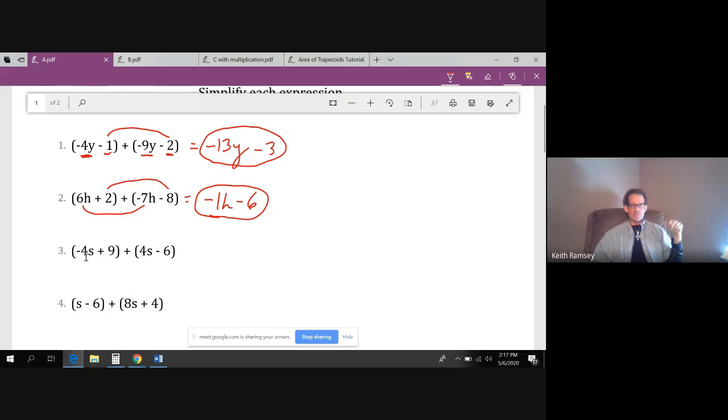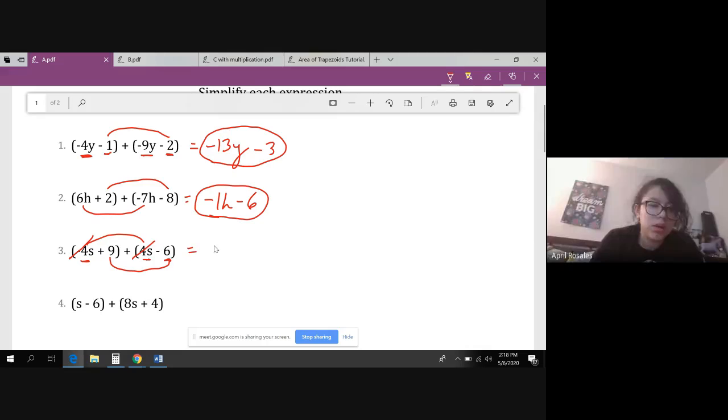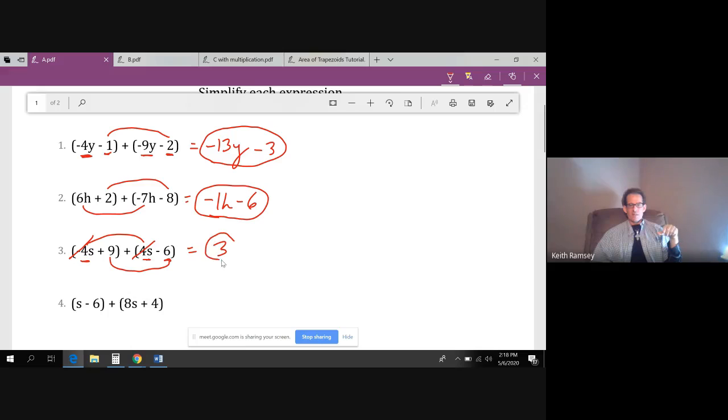Here's number 3. This has an s, so it goes with this number that also has an s. This has no variable, so it goes with other numbers that don't have a variable. So if I had negative 4 plus 4, I get 0. These completely cancel each other out. You're not going to write 1s, you're not going to write anything there. You're just going to simplify this by doing 9 plus or minus 6 is simply 3. And that's your answer for that one.